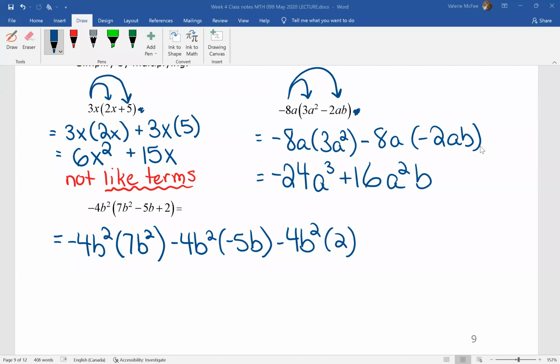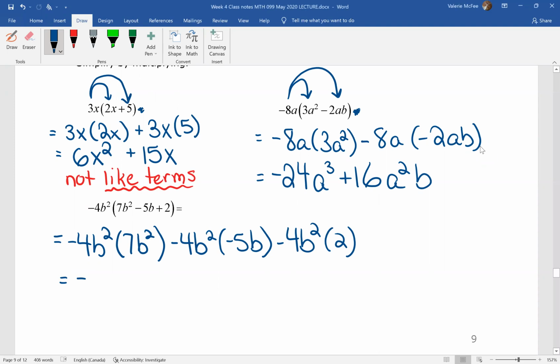Now I said you didn't have to write this step out. And if you end up with the right answer here, that is true. If you end up with the wrong answer, you should write out this step. Let's see what we get here.